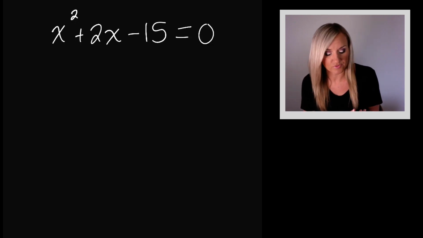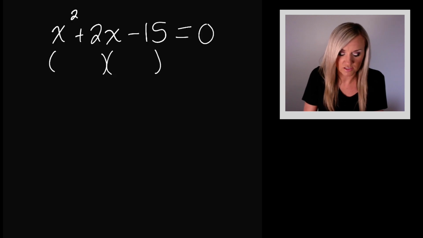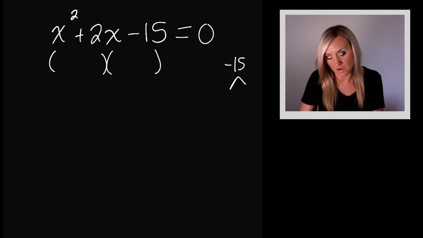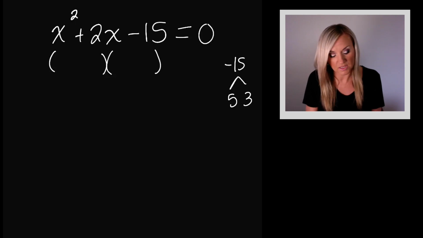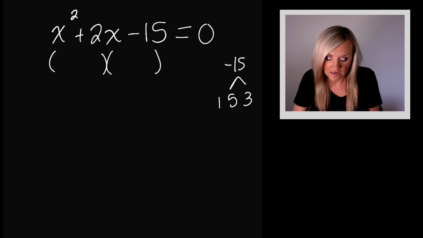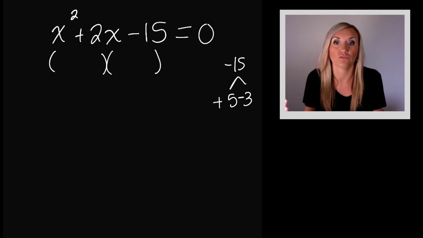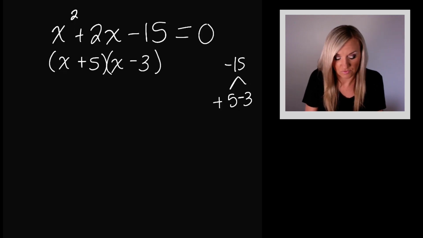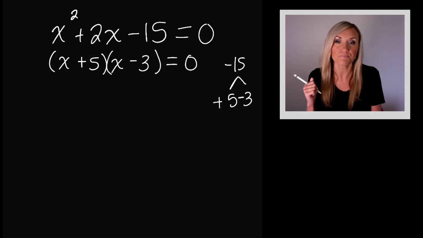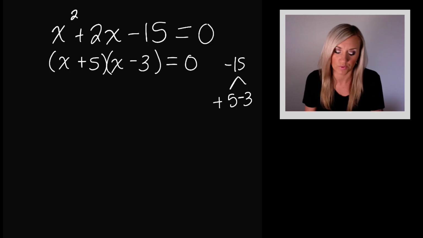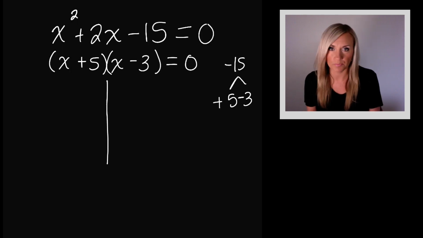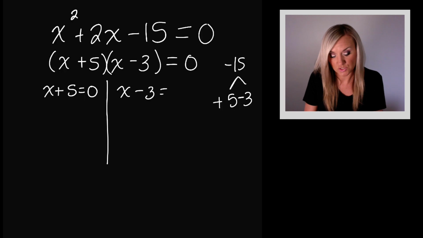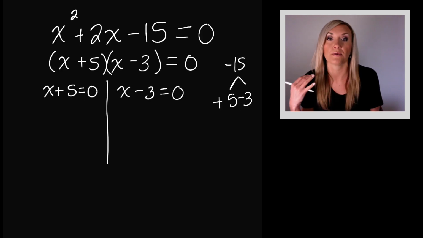Okay, so taking a look at the left side, I know because my leading coefficient is 1 that it is going to break into 2 parentheses. Negative 15 has factors 5 and 3, and because I need a positive 2 for my middle term, I need a positive 5 and a negative 3. So x times x is x squared, plus 5 and a negative 3, and that still equals 0. So now we can break this into 2 separate equations where x plus 5 equals 0 and x minus 3 equals 0, and then solve them separately.